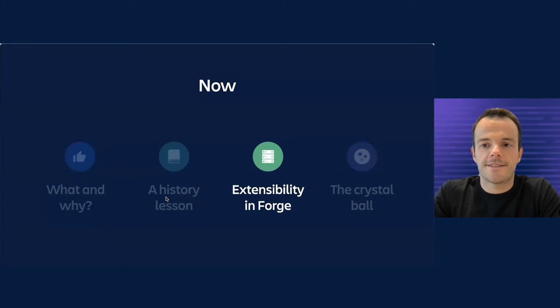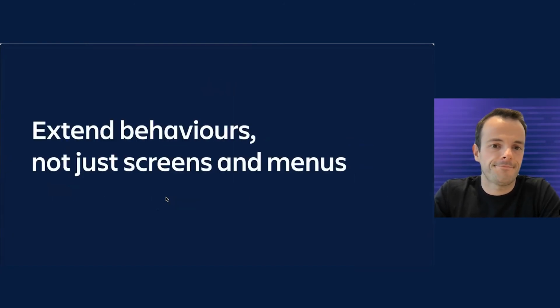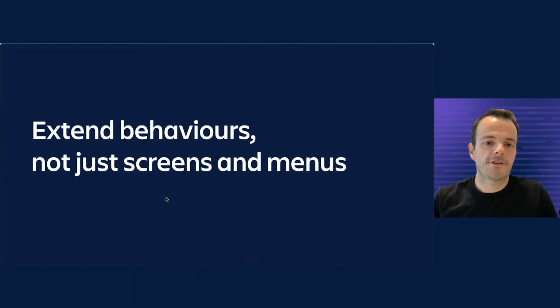So speaking of that design, that leads us to extensibility in Forge and some of our thinking behind how we do that. First up, one of the big differences with Forge is that we think about extension points based on behavior rather than a specific location in the UI. For example, on that Jira issue screen, we have an issue action extension point rather than the issue meatball menu or the issue task menu or something like that.